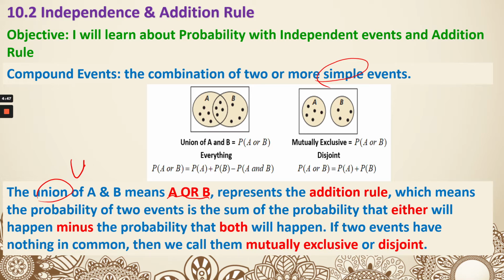Let's look at the Venn diagram and see what it means. Let's say this side is the probability of A that's going to happen. This side is the B that's going to happen. We see this middle part as the overlapping. So let's say we actually count the A.